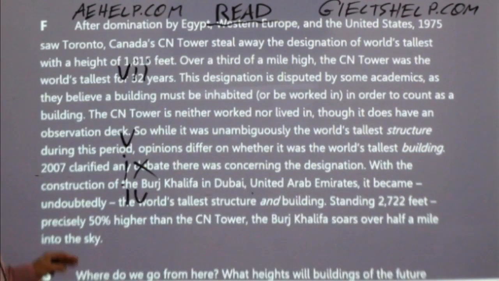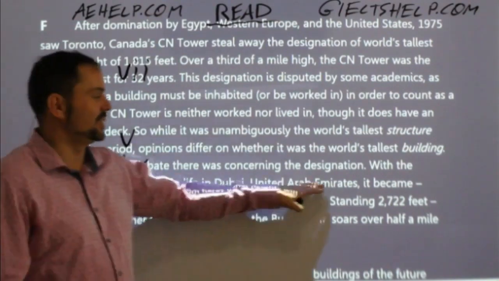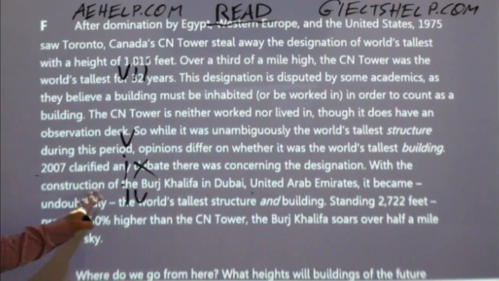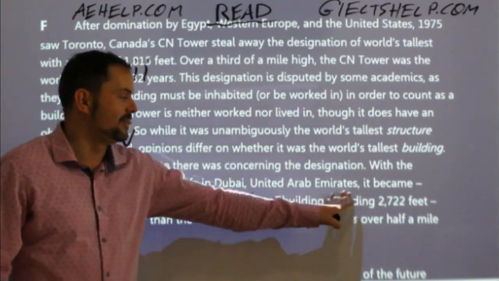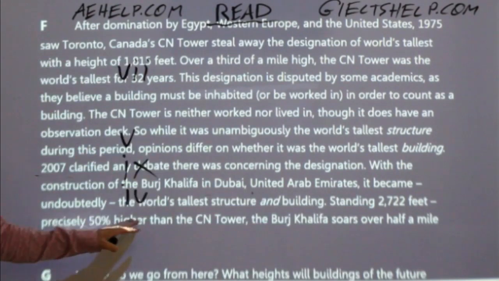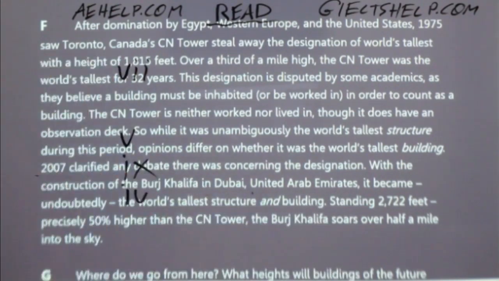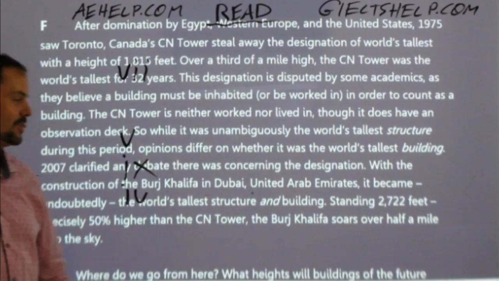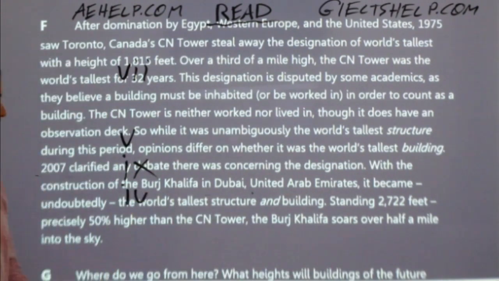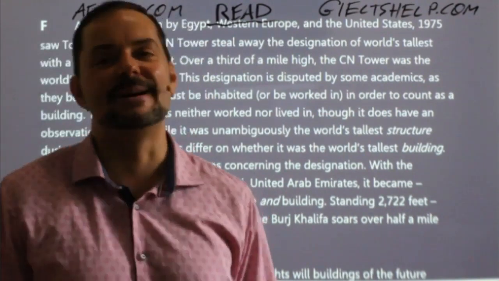So while it was unambiguously the world's tallest structure during this period, opinions differ on whether it was the world's tallest building. 2007 clarified any debate concerning the designation with the construction of the Burj Khalifa in Dubai, United Arab Emirates. It became undoubtedly the world's tallest structure and building, standing 2,722 feet, precisely 50% higher than the CN Tower. The Burj Khalifa soars over half a mile into the sky. Okay, so F, what is it about?